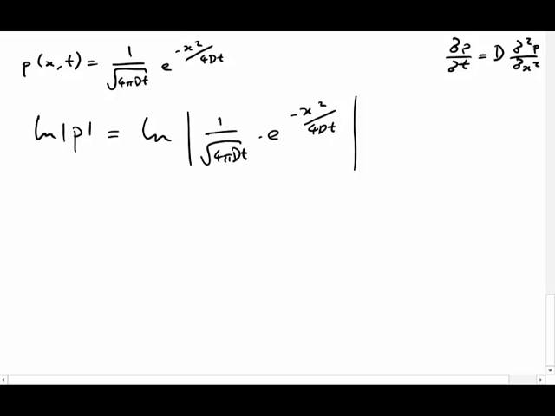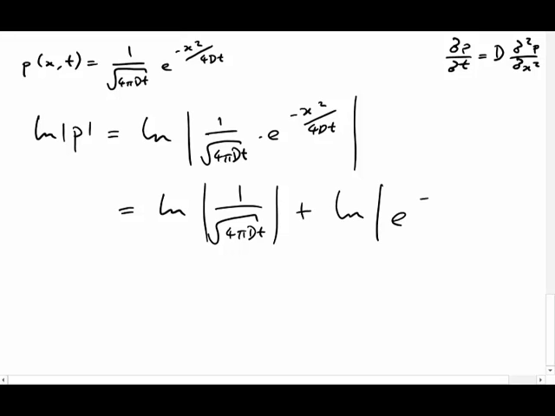Now, just by the laws of logs, if I've got the log of two things being multiplied together, that's the same as the log of one thing added to the log of the other. So that's effectively how I'm going to break this up. This is going to be the log of 1 over the square root of 4 pi dt, plus the log of e to the minus x squared over 4dt. So I've broken those logs up.